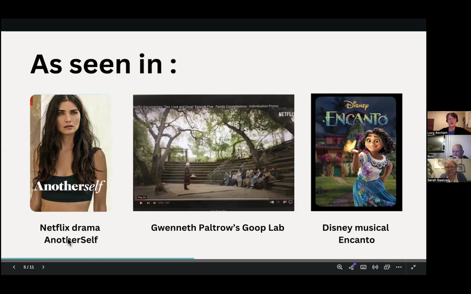During COVID, Gwyneth Paltrow and her Goop Lab had a look at constellations work. So there's an image of somebody constellating and a group of people outside. It's not so common to be doing it outside, but some people do work with the land. They do work with horses as well.